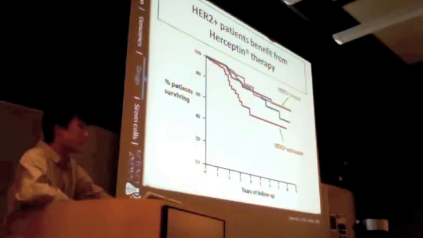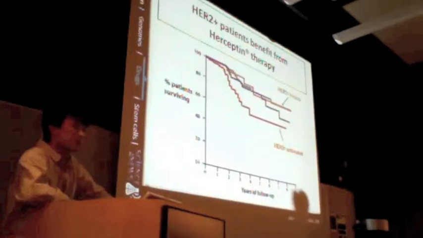But the point of the chart is that if you have the specific kind of breast cancer, this medication helps you live longer. But if you don't have this particular kind of cancer, you waste a lot of time and money.